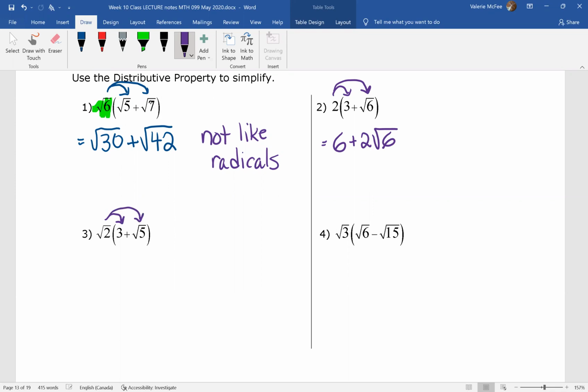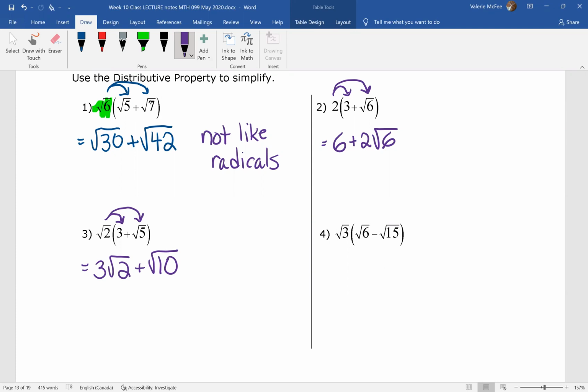Again, we have an integer and a radical. That gives us 3 times the root of 2. And then I'm multiplying 2 radicals. Root 2 times root 5. I can combine those under the same sign. Root 10. And of course, because 2 and 5 are prime numbers, it can't be simplified any further.